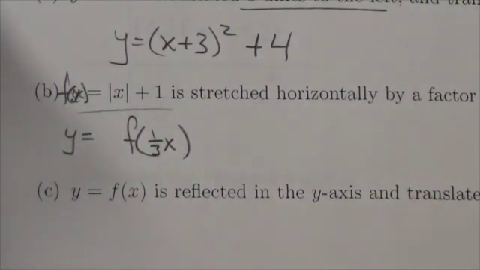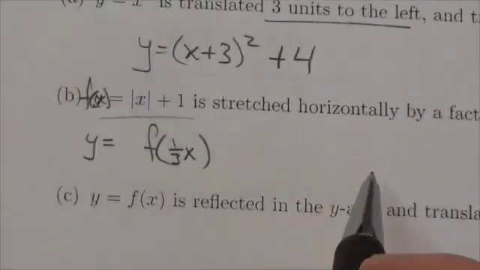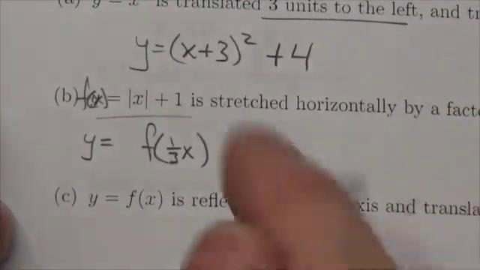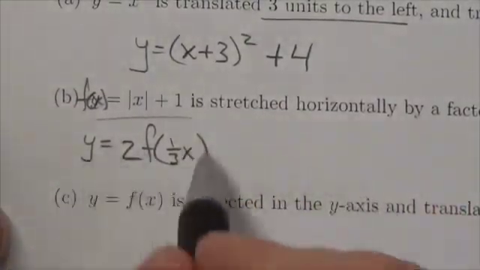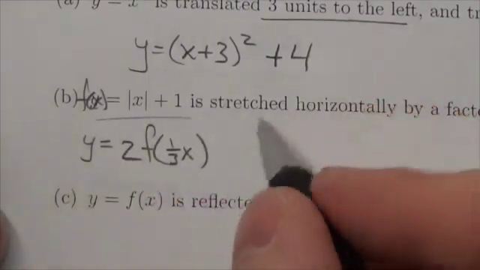And vertically by a factor of 2, okay, vertically by a factor of 2 over here, means that I would be multiplying the function through by 2. To get y by itself, I multiply by 2, so I put the 2 over here. So this is what this function notation should look like.